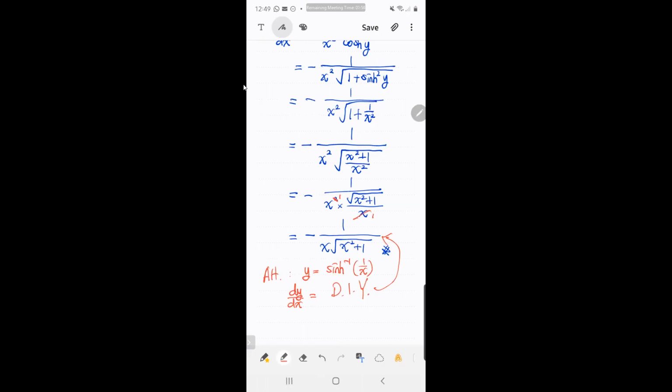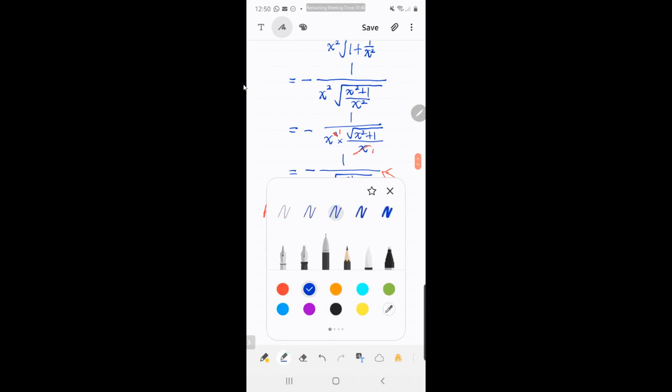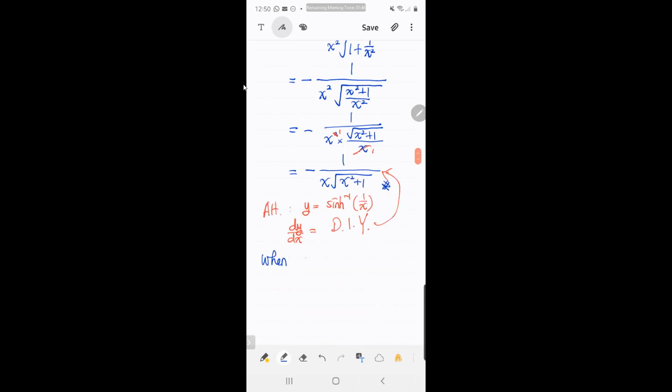Then the second part, they ask you to write down an expression for dy dx in terms of x when x is less than 0. So when x is less than 0, yeah. Second part, they ask you to write down only. So the answer, dy dx, is actually equals to 1 over x square root of x squared plus 1. So what you do is you replace x with negative x. Okay, therefore the result is 1 over x times square root of x squared plus 1.